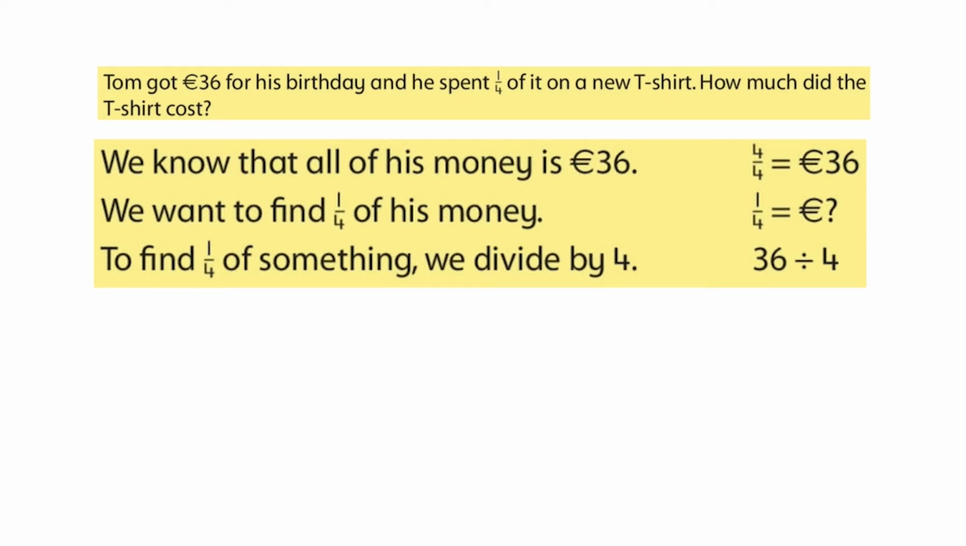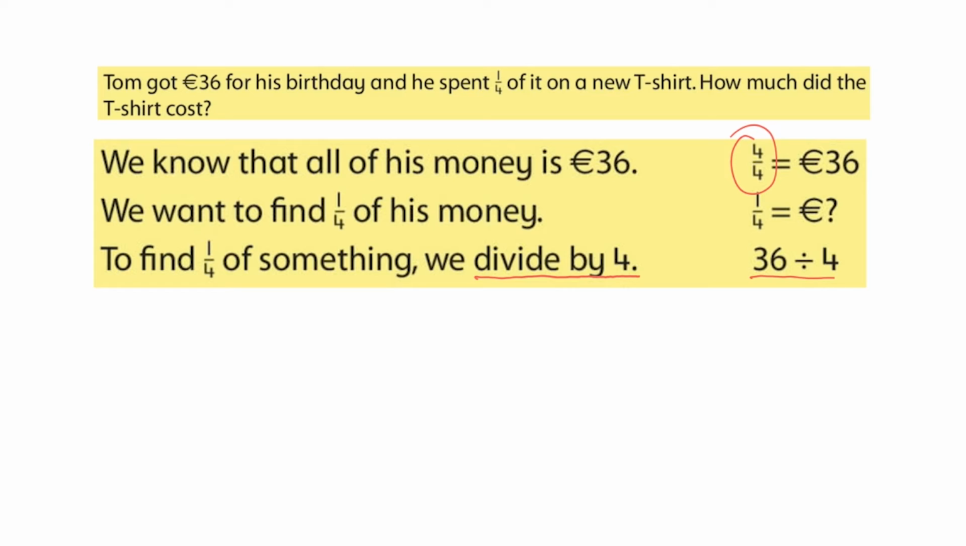Okay, so we can say that 36 euros is the same as 4/4. All right, so 4/4 equals 36 euros. We want to find out what 1/4 is. Okay, so to find out what 1/4 is, then we need to divide by 4. Okay, so we take 36 and we divide it by 4.